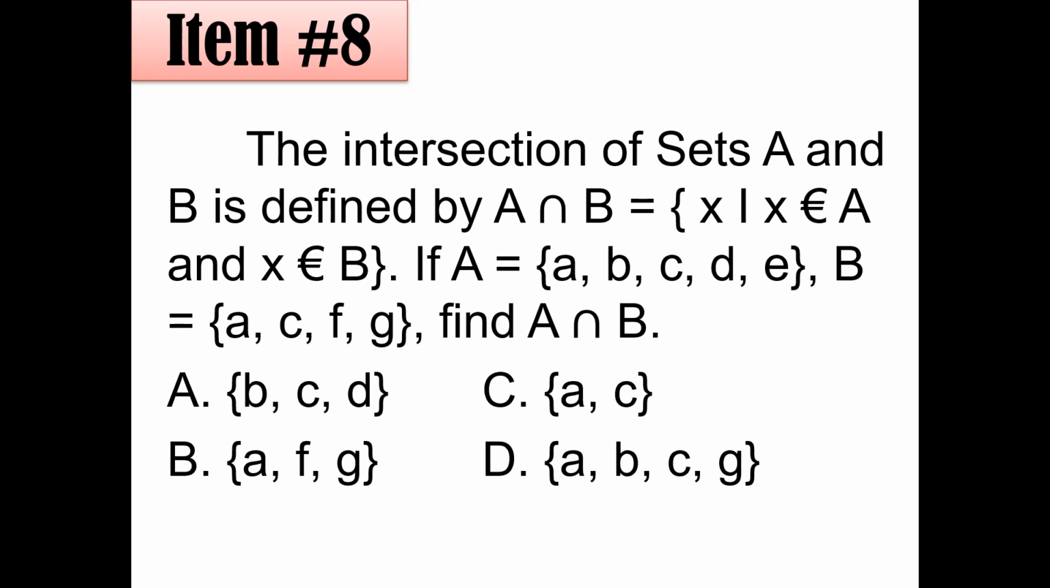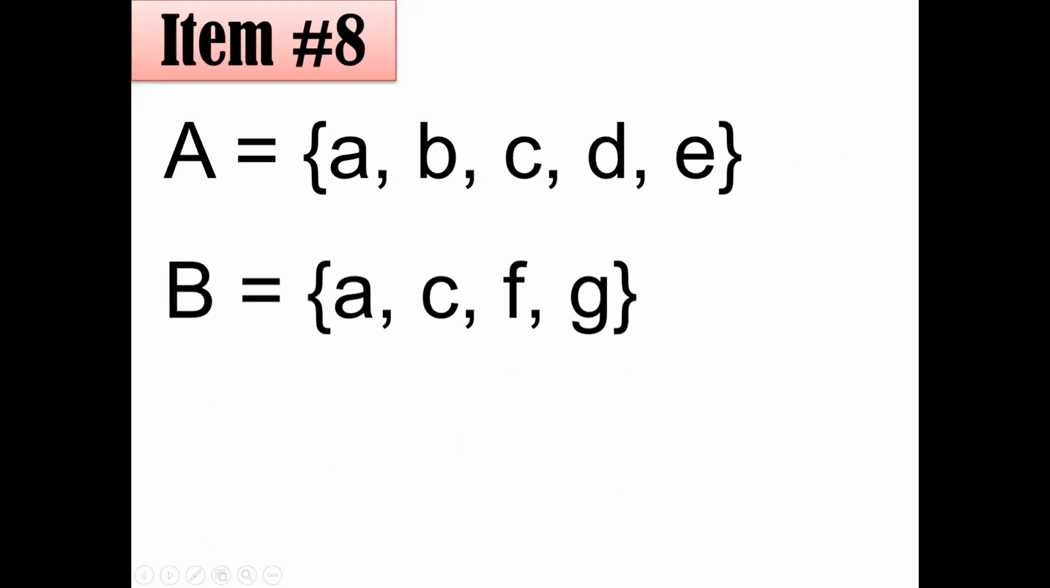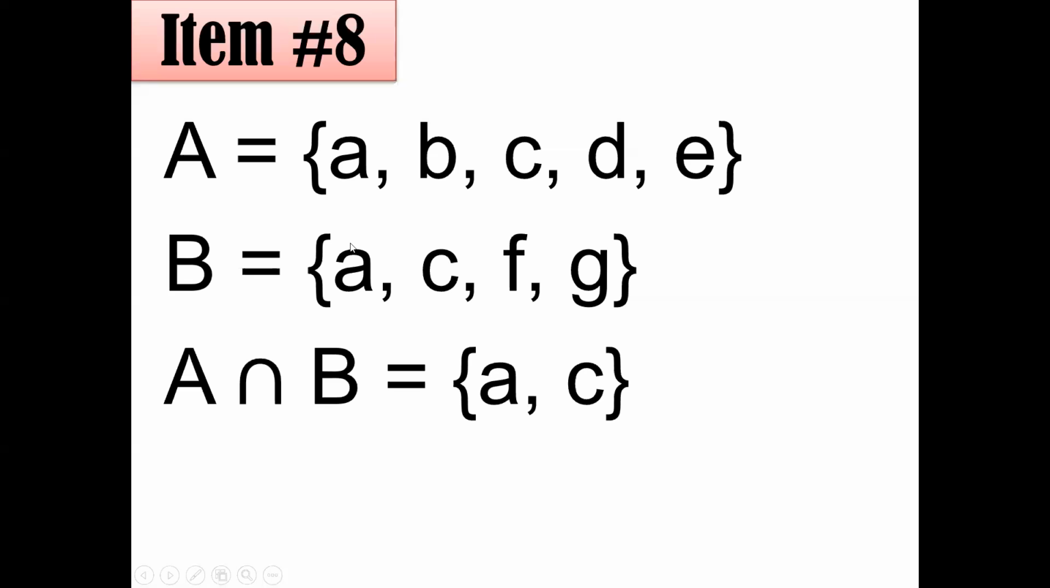So what is common to them? Let's see. Both sets have A. They also have C. So the common elements are A and C. So A intersection B is this set. So letter C is the correct answer. Okay. So far, so good.